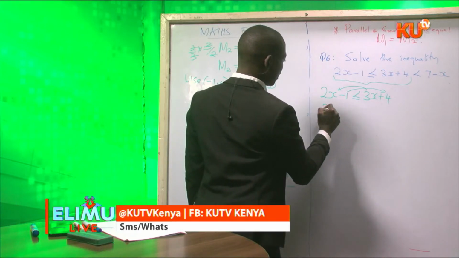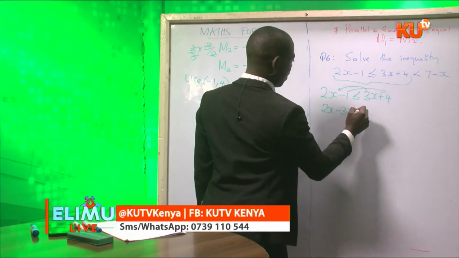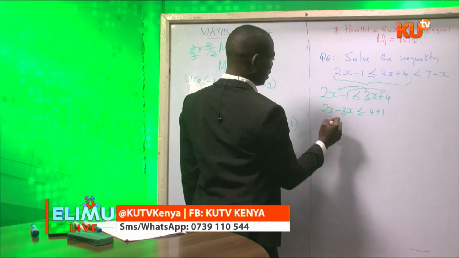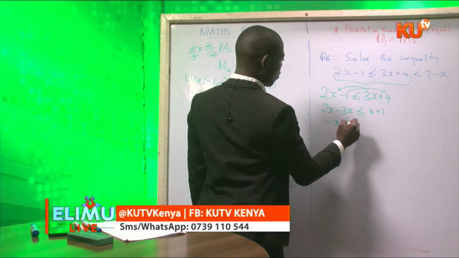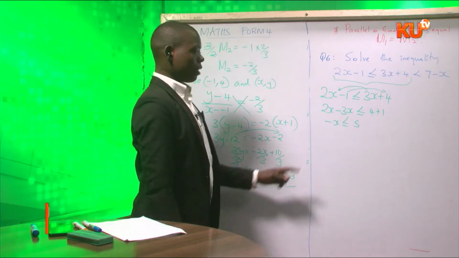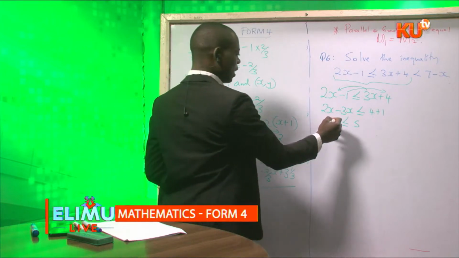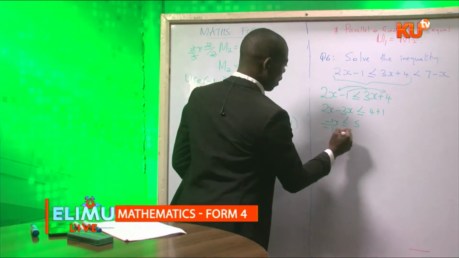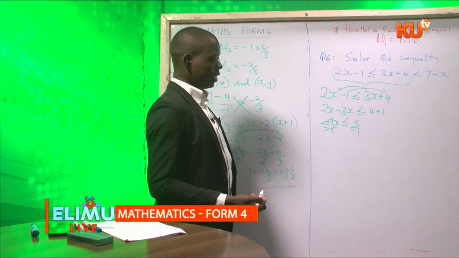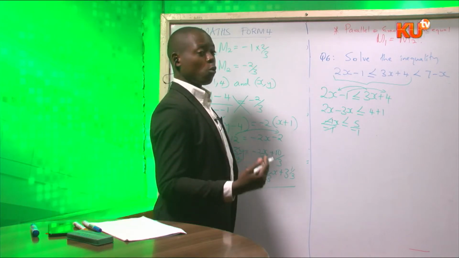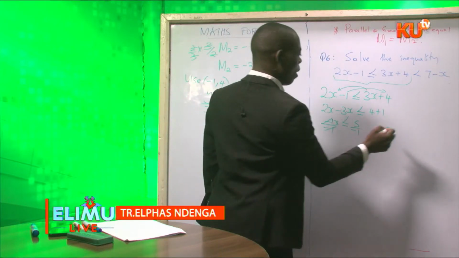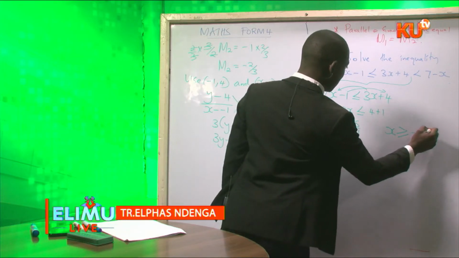So we'll have 2x less 3x less than or equal to 4 plus 1. So 2x minus 3x gives us negative x less than or equal to 5, because 4 plus 1 is 5, students. So how do we get x? Remember, this is negative 1x. Therefore, we divide by negative 1. And any time you divide or multiply an inequality by a negative number, the inequality sign changes. Therefore, in this case, we will have x not less than or equal to, but now greater than or equal to negative 5.